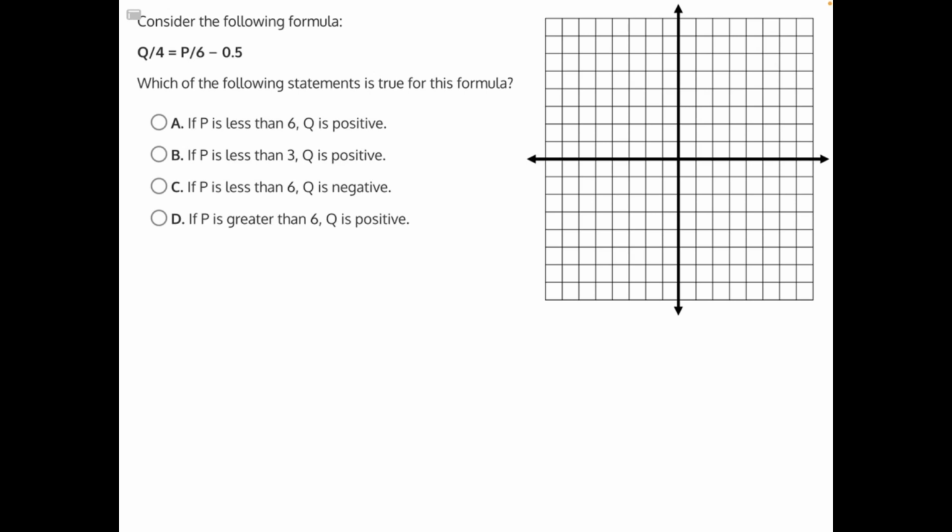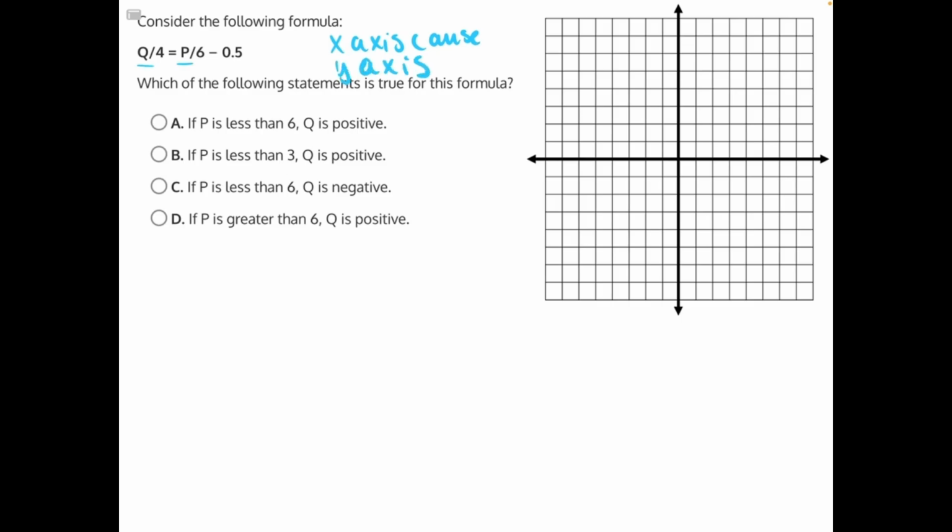Consider the following formula. Which of the following statements is true for this formula? To solve this question, we're going to need to graph it, but before we graph, we're going to need to label our axes in terms of Q and P.